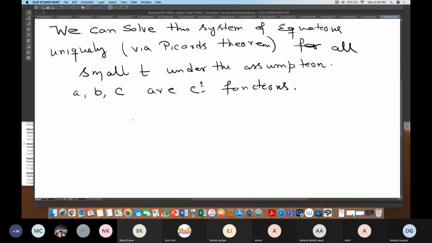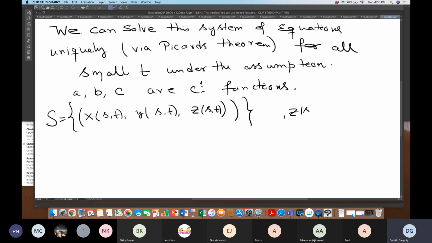Okay, good. So what have we obtained now? You have found x(s,t), y(s,t), z(s,t), right? And you know that z(s,t) is nothing but u(s,t). Now you have found this for small time, because this t is small. So for small time you have found this.